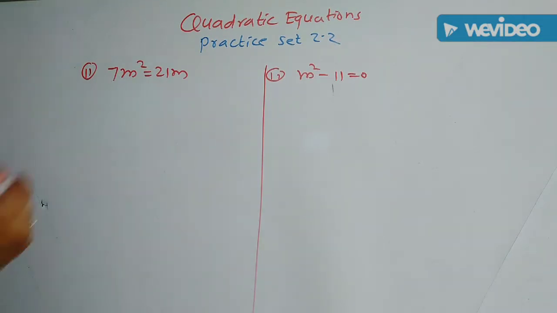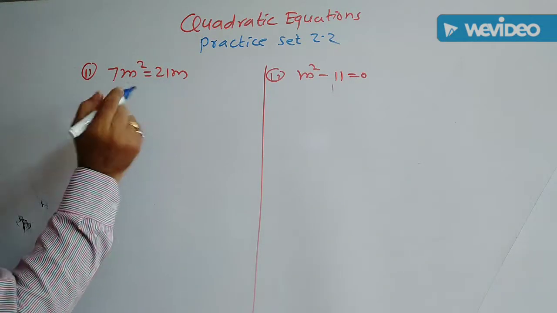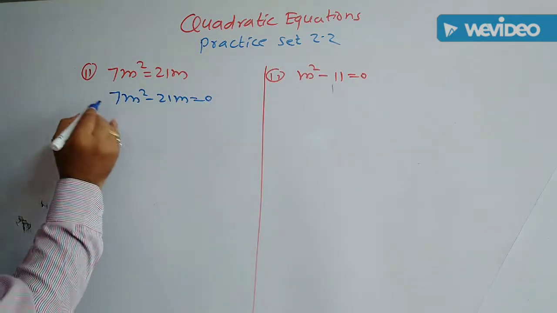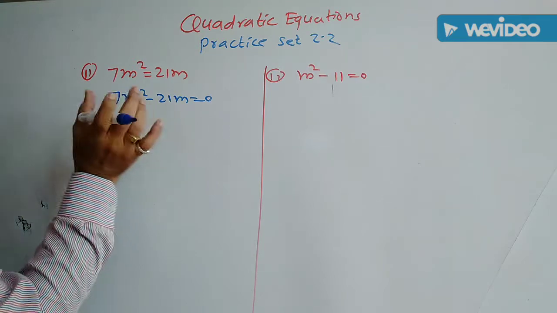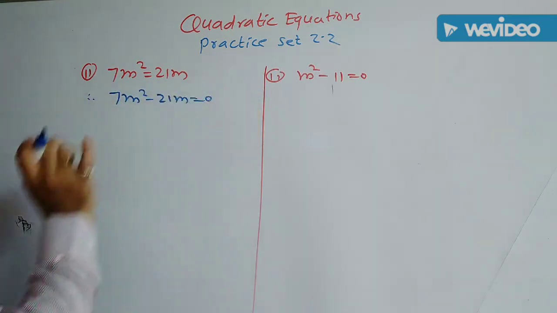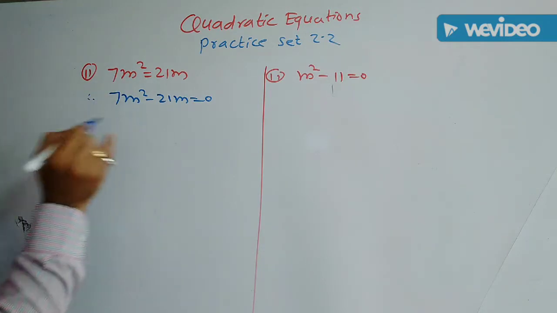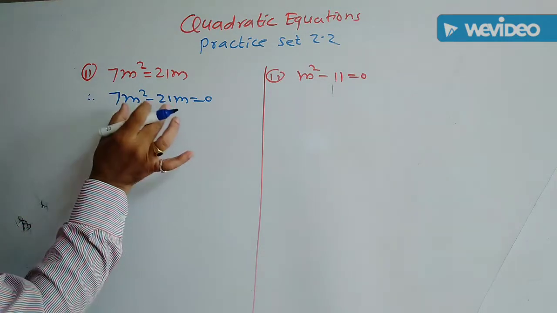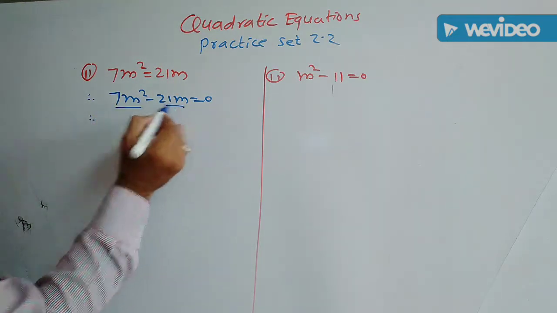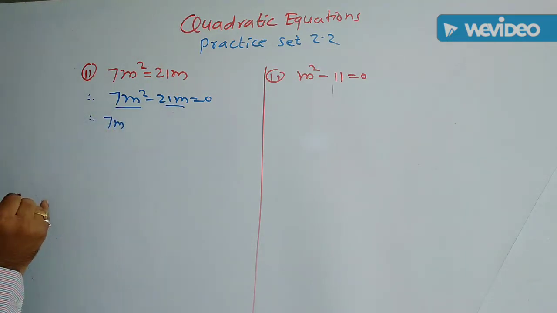Next example is 7m square is equal to 21m. Again, this plus 21 gets converted to minus. If we see this example, two terms are given with the variable and the constant term is not given. Then in this type of example, in which the variable terms are given and the constant term is not given, we take the common term from both the first two terms.